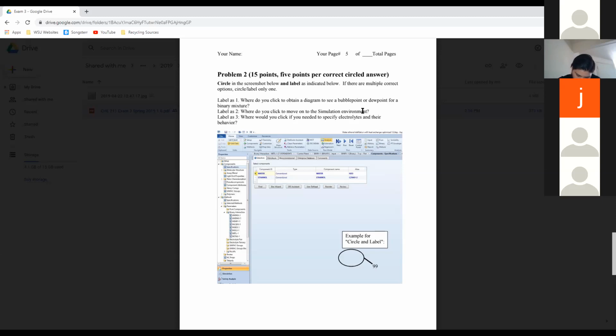Where do you click to move on to the simulation environment? Well, simulation.